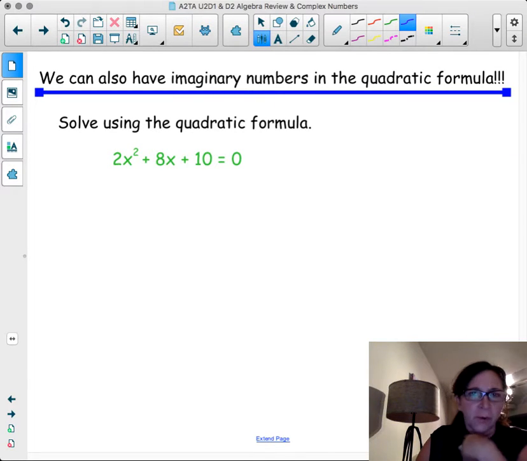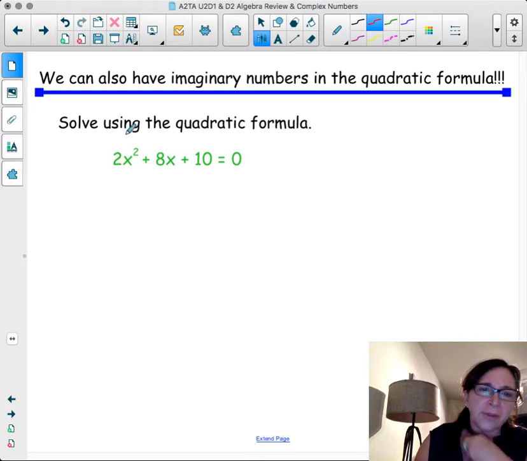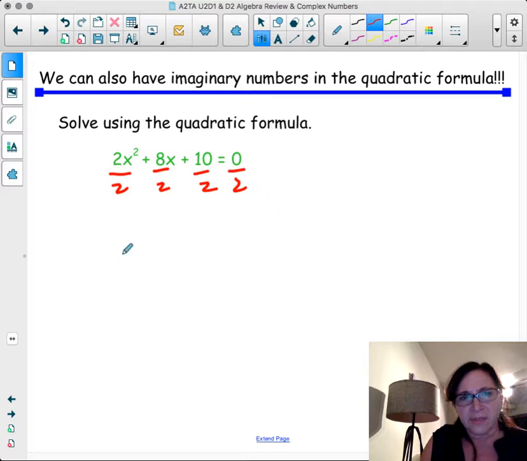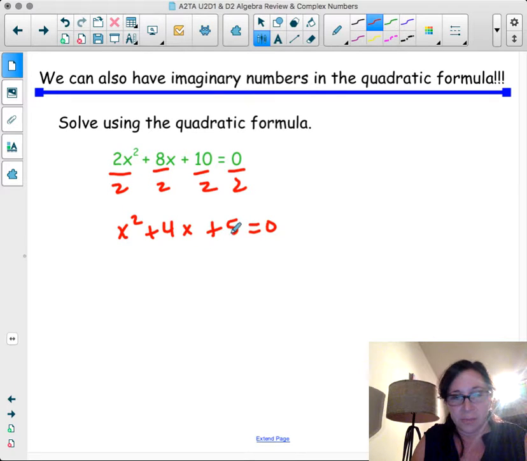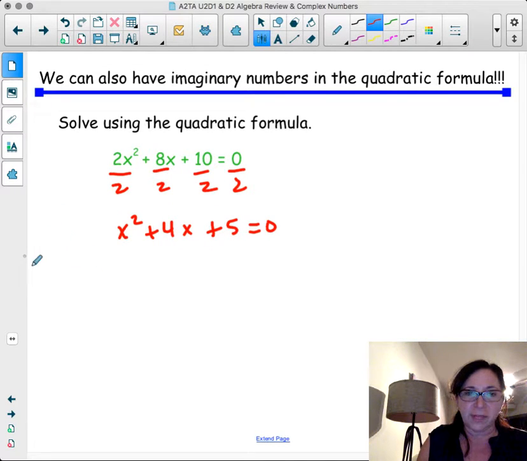Solve using the quadratic formula. Before doing this problem, I would probably divide everything by 2 to simplify. Always look out for values that are common in between these to reduce. So we have x squared plus 4x plus 5 is equal to 0. Now, it's asking me to use the quadratic formula. I really couldn't factor that if I tried, because 5 times 1 is the only thing that multiplies to be 5. But when it adds up, it's not going to become 4. It's going to be 6. So I can't factor this.